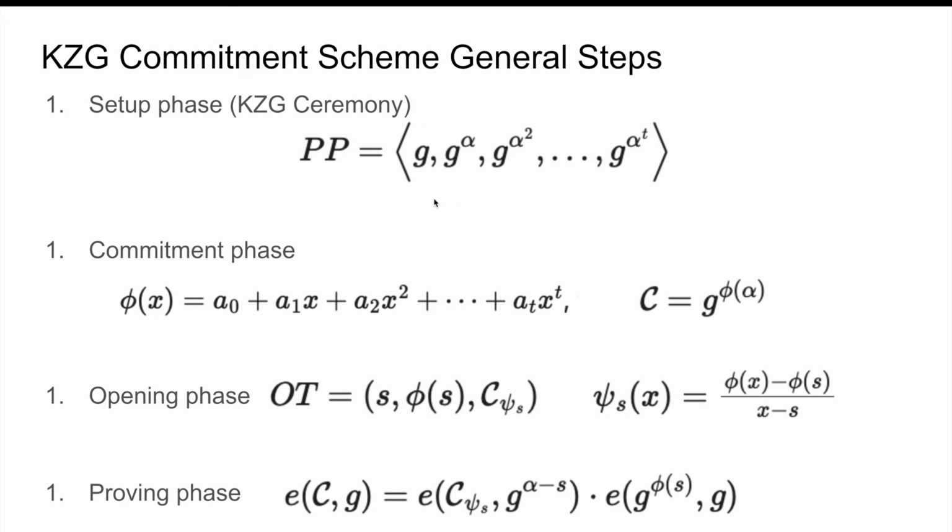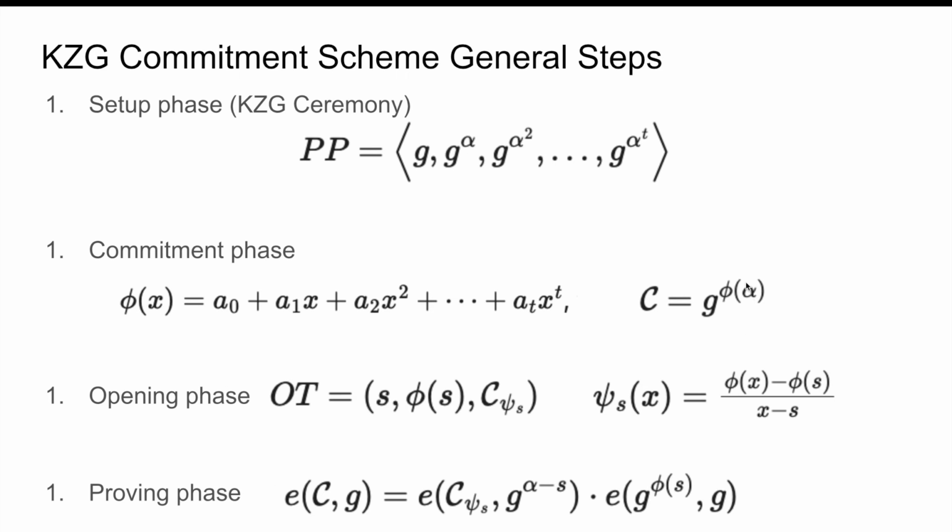So after a KZG ceremony, you end up with a list like this. And then comes the next 3 steps, which are part of the actual blob transaction creation. So when you actually create a blob, you essentially convert the blob data to a set of points, and you create a polynomial which passes through all those points, and that polynomial may look like this. Okay, and then you create this value which is C is equal to G to the power phi of alpha.